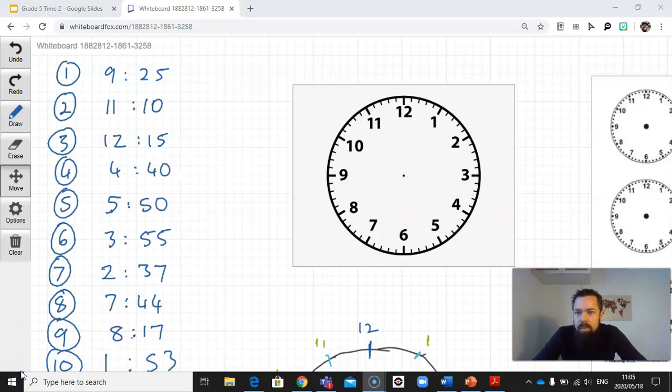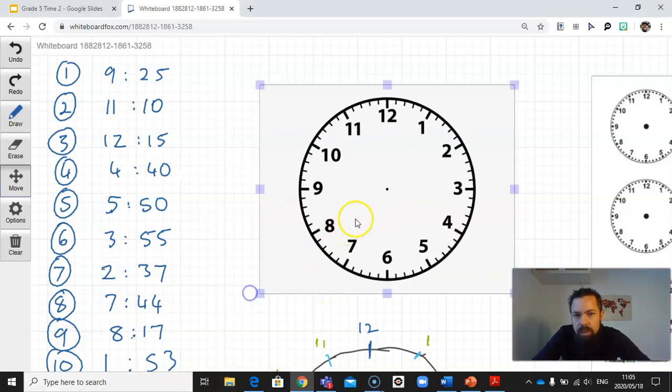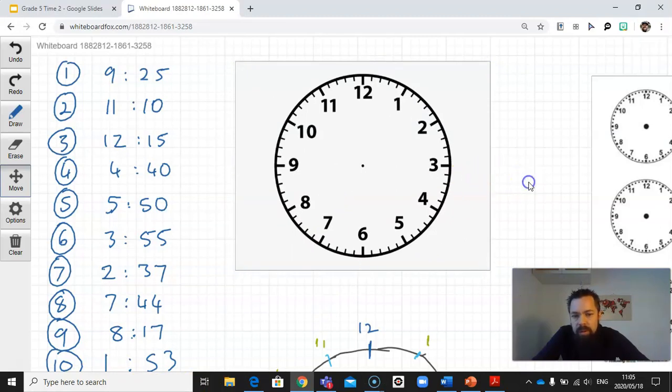So what I'm going to do this time, I'm going to use the same colors. We're going to put it onto the clock, and then I'll remove it each time, so we can use the same clock rather than having to scroll down each time. So I'm looking at the minutes, and what I'm going to do this time is I'm going to do my minutes first. So I'm going to look for 25.